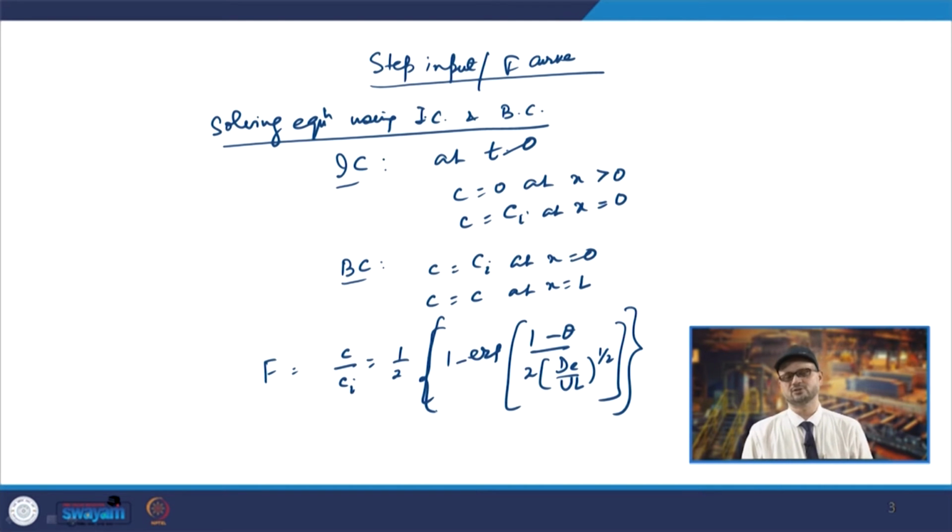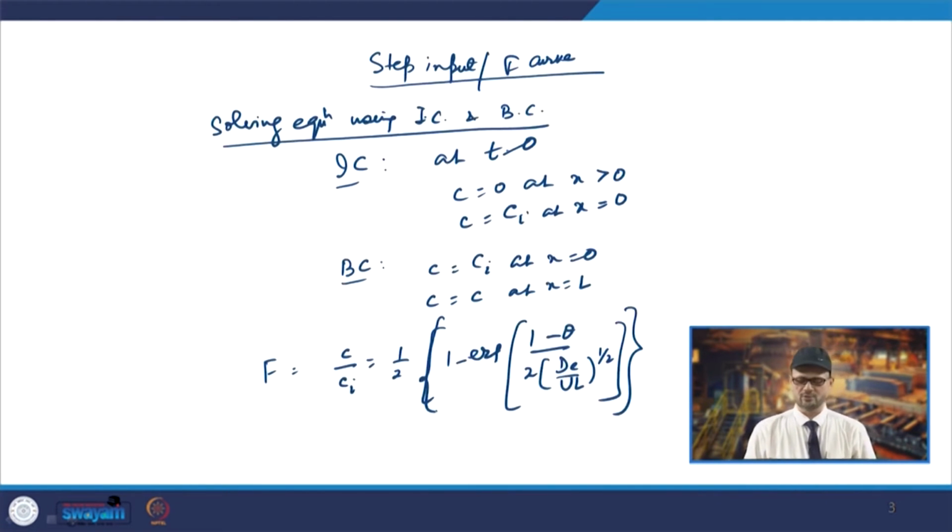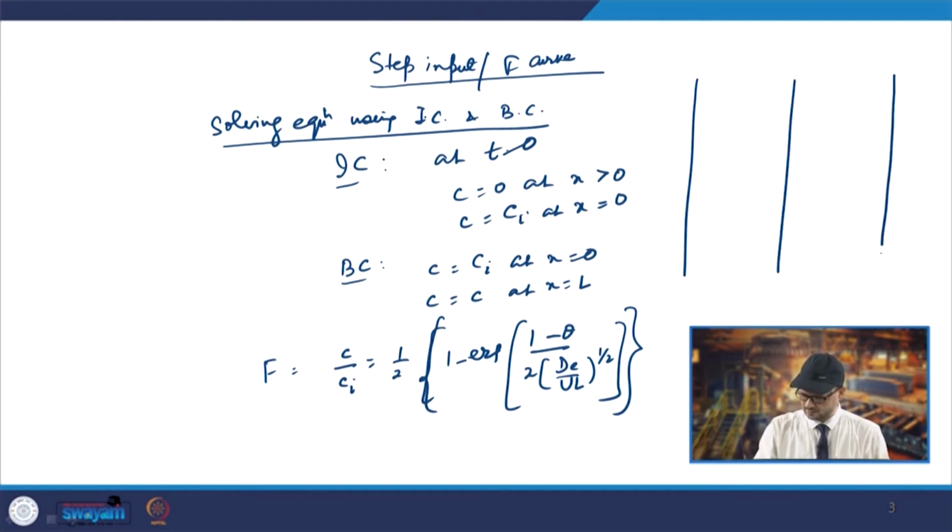So, this becomes the value of F when you solve that concentration equation, that was dou C by dou t equal to dE times dou squared C by dou x squared minus u times dC by dx. Now this is the equation relating the dimensionless time with the dimensionless concentration F, and you can plot it for the different dE by UL, that is, dispersion numbers.